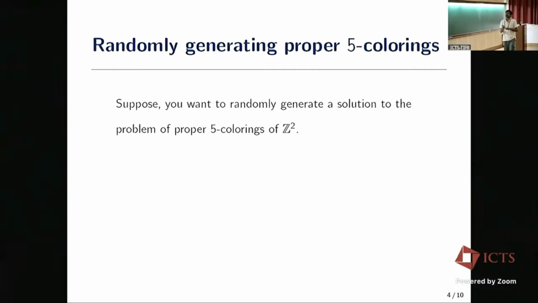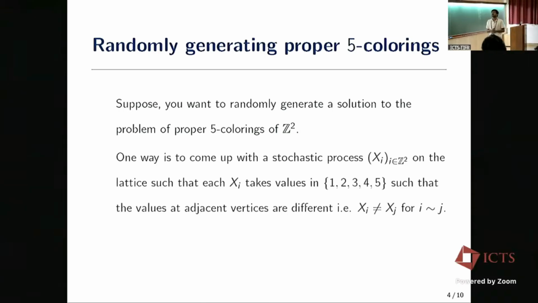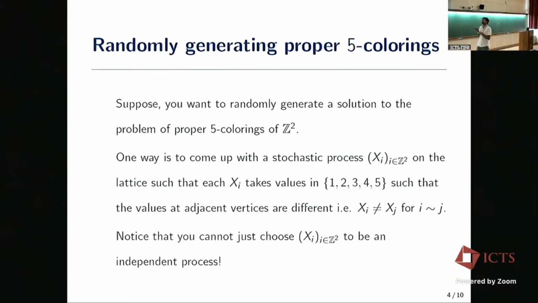Now suppose that you want to randomly generate a solution to some local problem, like proper 5 coloring of Z^2. One way to come up with a solution is to define a stochastic process indexed by Z^2 such that each random variable takes values in the set of colors 1, 2, 3, 4, 5, and the values at adjacent vertices are different. Then the output of such a process will be a solution to the problem of proper 5 coloring of Z^2. Note that you cannot just take an independent process, because then the probability that adjacent vertices are the same is positive. So an independent process will not do the job, but something which is approximately independent works.